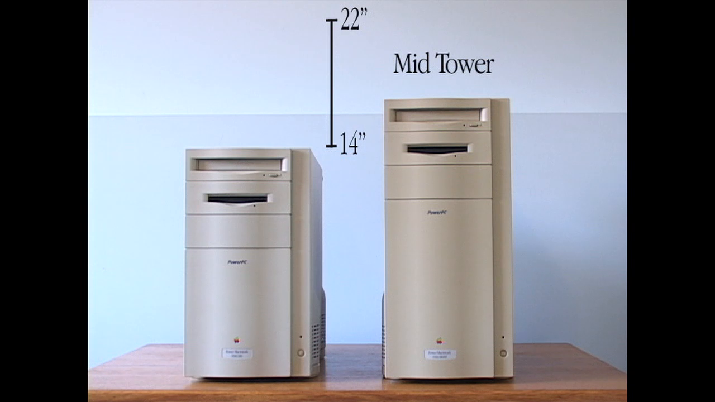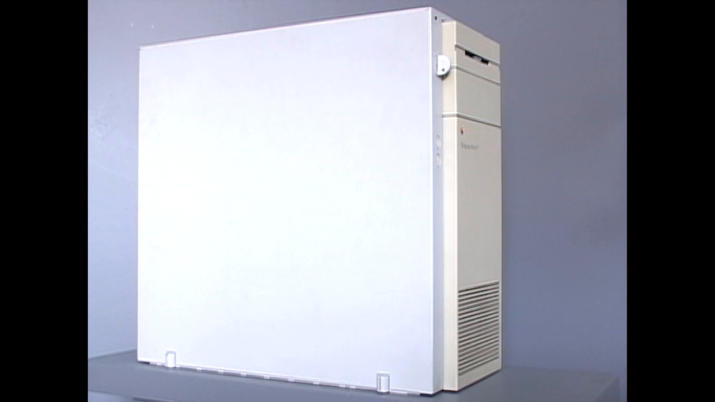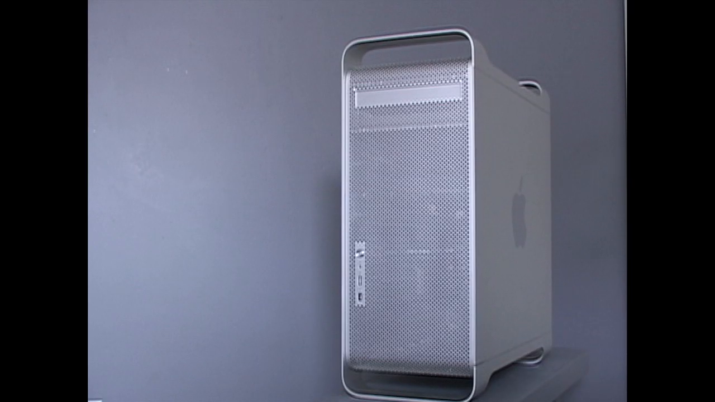Which begs the question, did any Mac hit that 22-inch full tower mark? What about Apple's first tower design? Apple came out big with its first tower in 1991. Still, the huge Quadra 900 case is only 18.5 inches. The Power Macintosh G5/Mac Pro case is a monster tower, but even including the handles, it's only 20 inches.